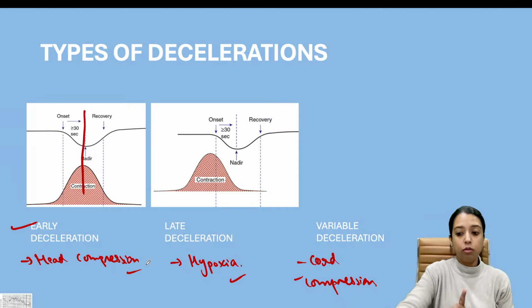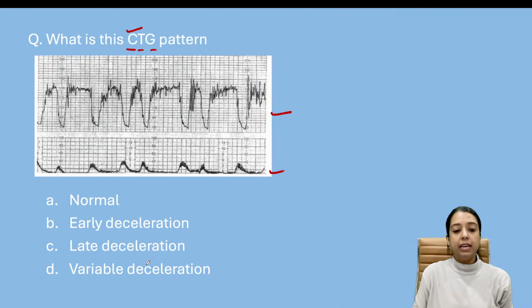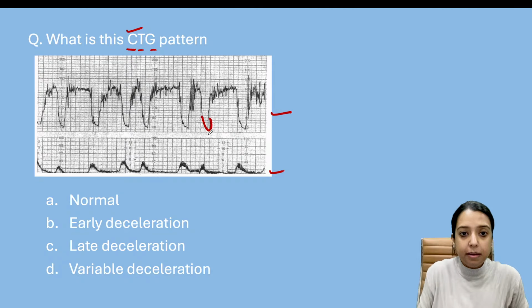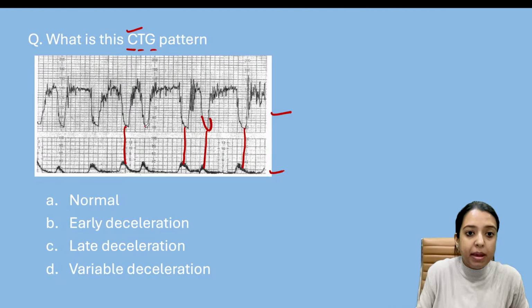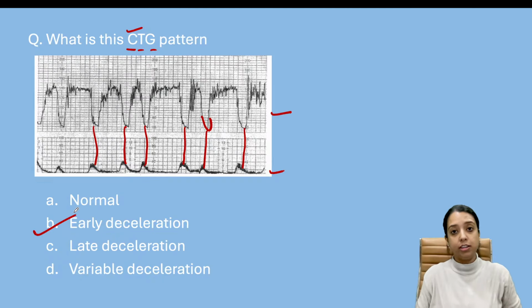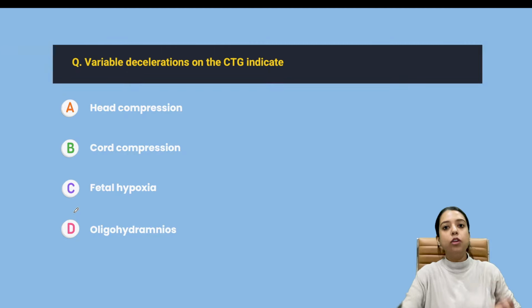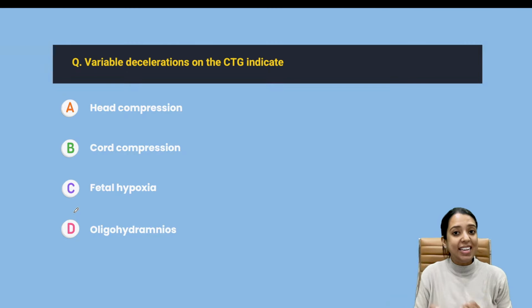Now let's get back to the question. Let's match the peaks. This is my deceleration. Is the peak of this deceleration matching the peak of the uterine contractions? Yes, they are coming on time. So it is a case of early deceleration. And early deceleration is seen in fetal head compression.